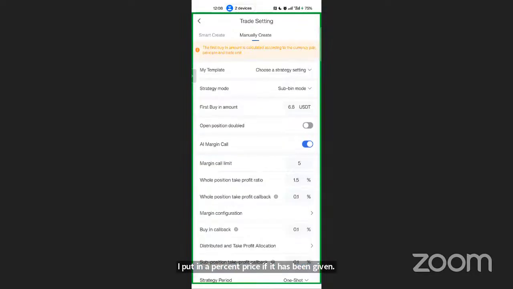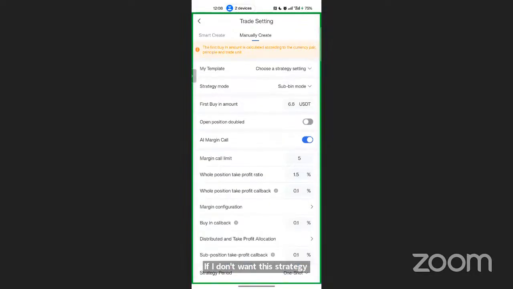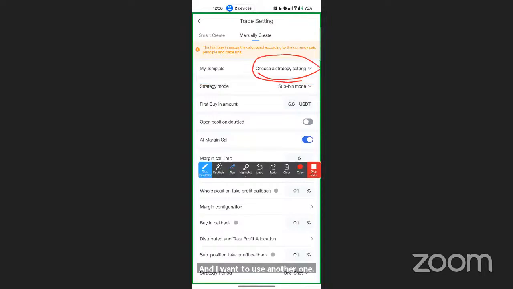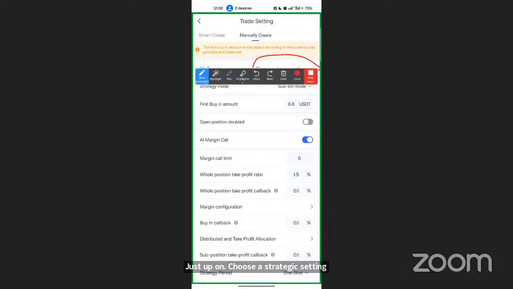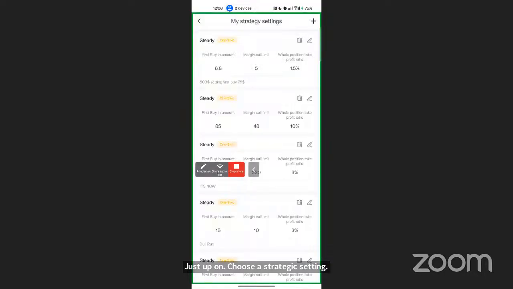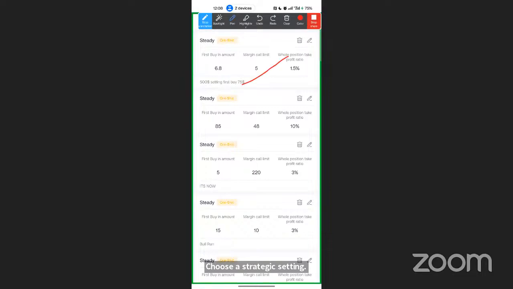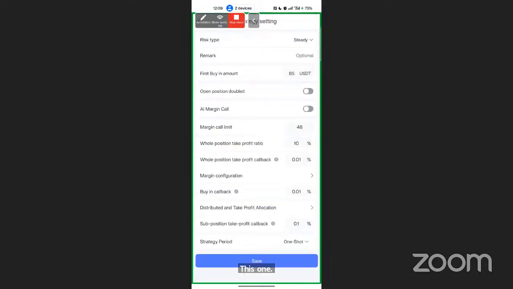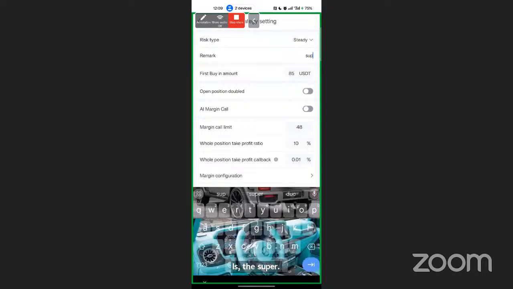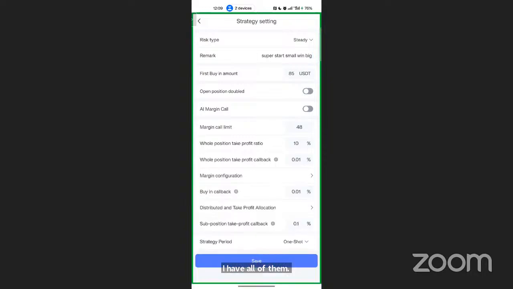If I don't want this strategy and I want to use another one, I will just tap on choose a strategy setting. And I pick from these many that I have. You see? This one is the super start small, win big. I have all of them. So if I feel I want this one, super start small, win big.